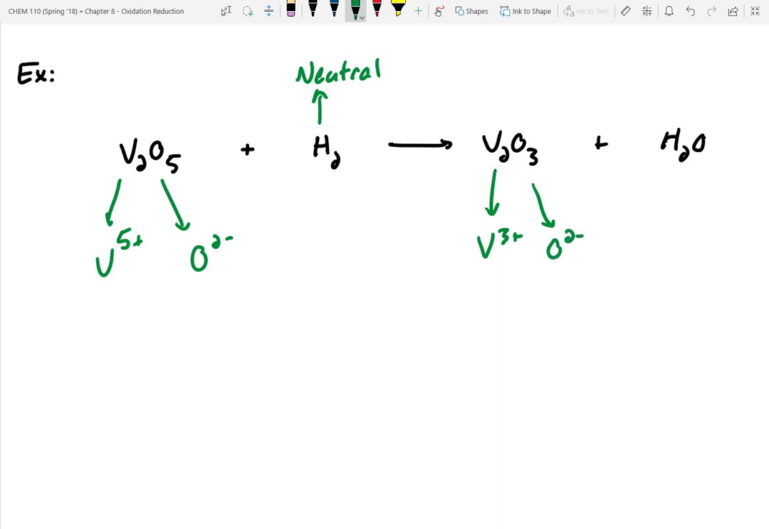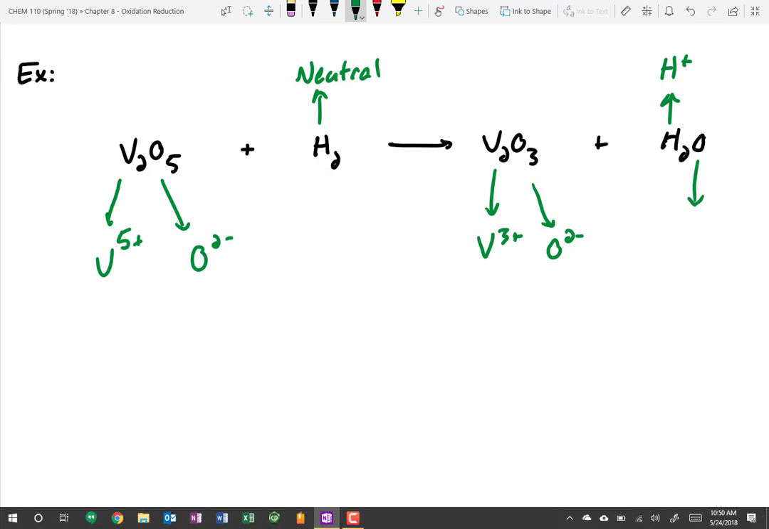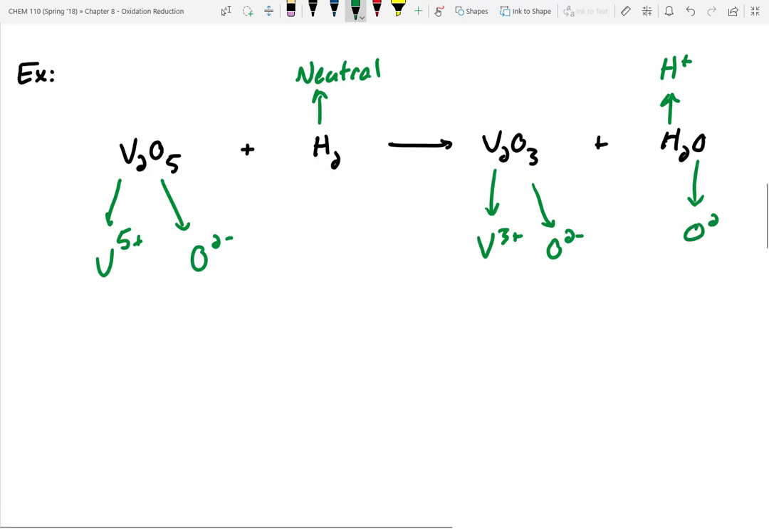Now we can go over here to this hydrogen. What would this hydrogen be now that it's not by itself? H plus, exactly. All right, and then what about this oxygen over here? No change, right? It's going to be considered ionic.